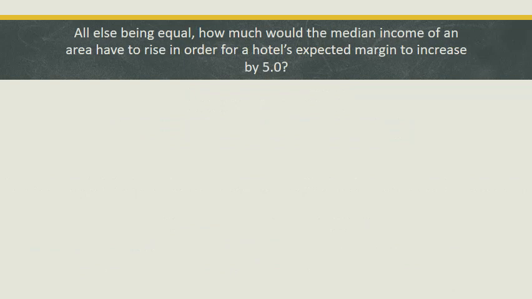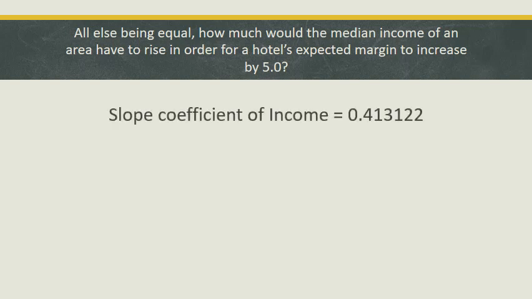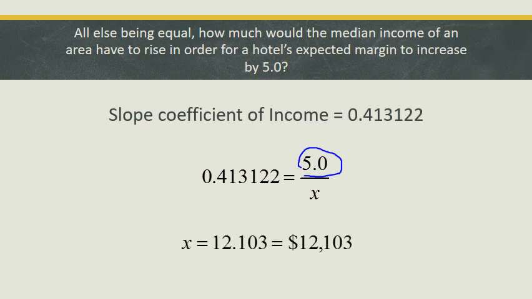Next, let's do a quick question involving the slope coefficient of income. We want to know how much median income would have to change in order for the expected operating margin to increase by 5, all else being equal. This is simply a question about the slope coefficient of income. We've already done questions like this before. Slope is equal to change in y over change in x. If the change in y is equal to 5, then the change in x must equal 12.1 or $12,100.